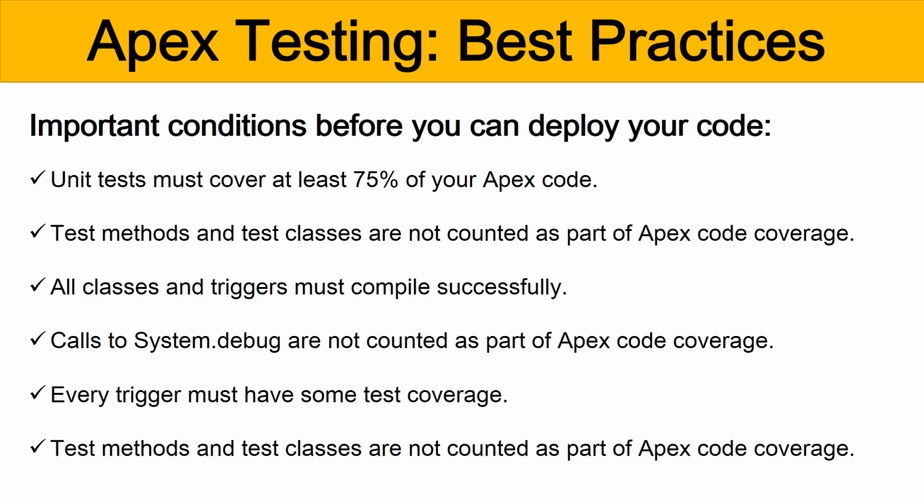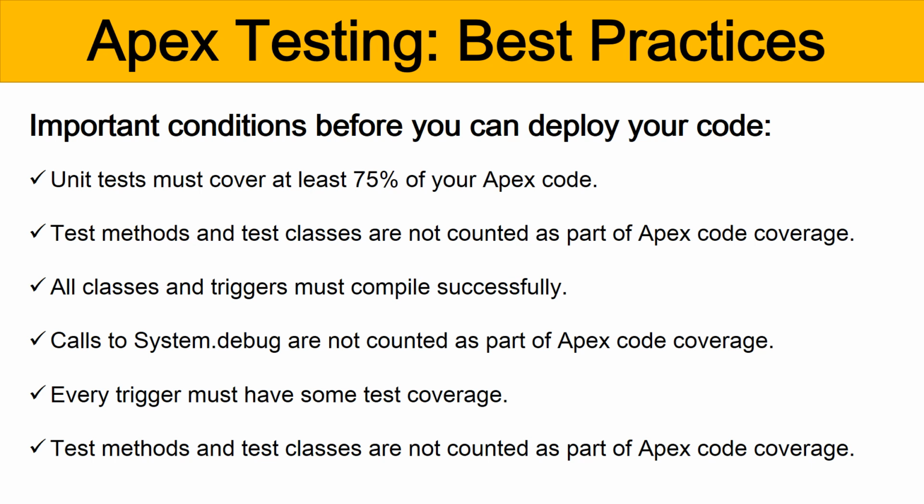While only 75% of your Apex code must be covered by tests, don't focus on the percentage of code that is covered. Instead, make sure that every use case of your application is covered, including positive and negative cases, as well as bulk and single records.